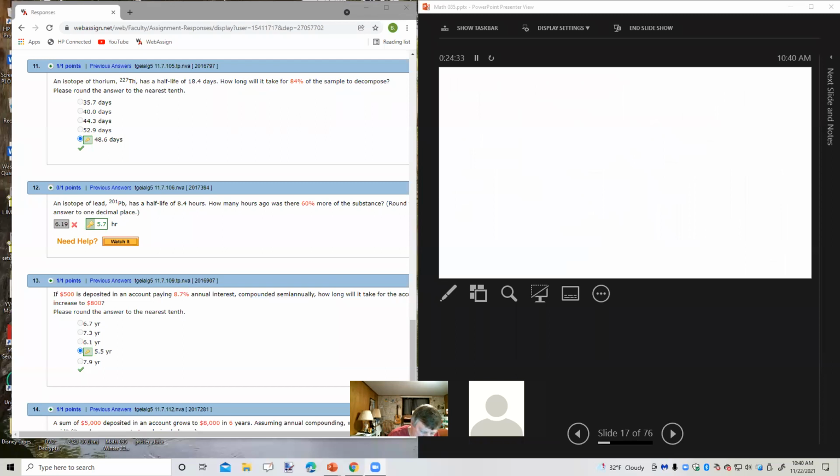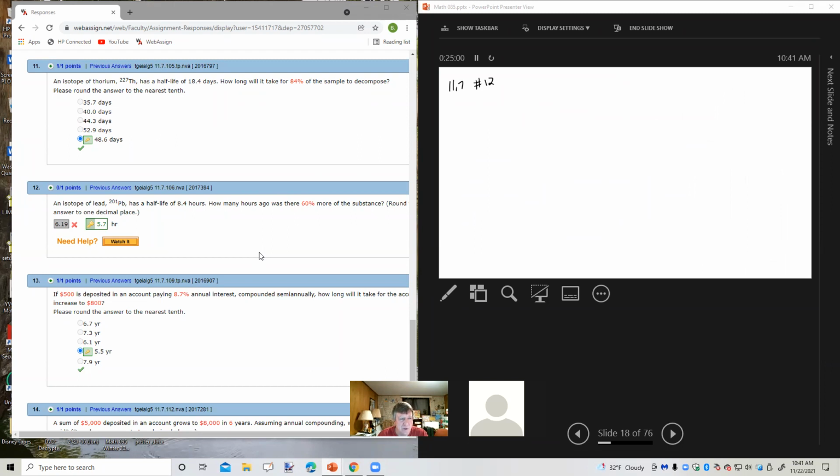So this again is in 11.7, and this is number 12. So in WebAssign over on the left, it says an isotope of lead, I'm not sure how you say that, 201 Pb has a half-life of 8.4 hours. How many hours ago was there 60% more of the substance? Round answer to 1 decimal place.